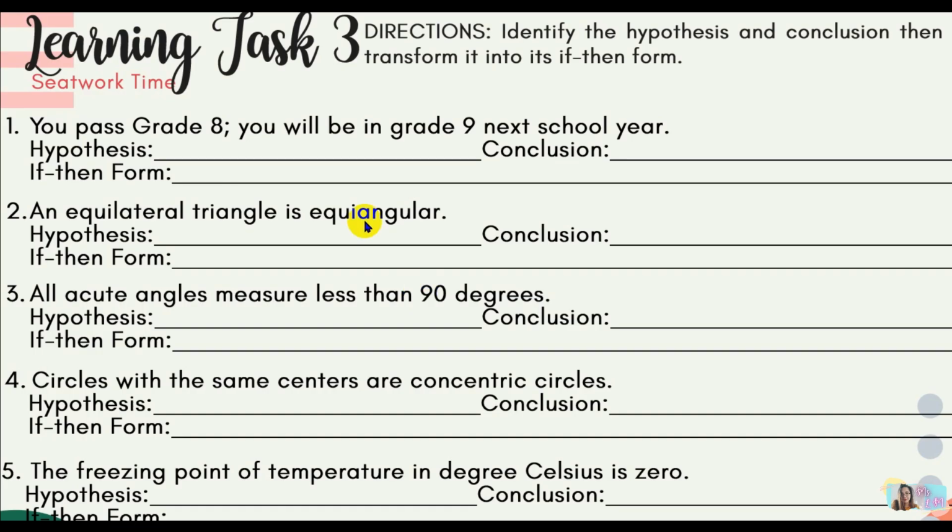So you can also try it here by answering this learning task. Identify first the hypothesis and conclusion, then transform it into its if-then form. I have here 5 items. You can try it on your own. You can pause this video for a while, write it in your notebook, and then do it on your own.